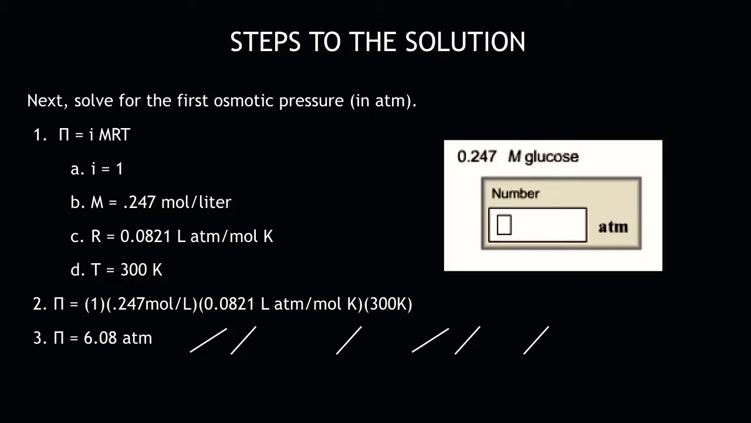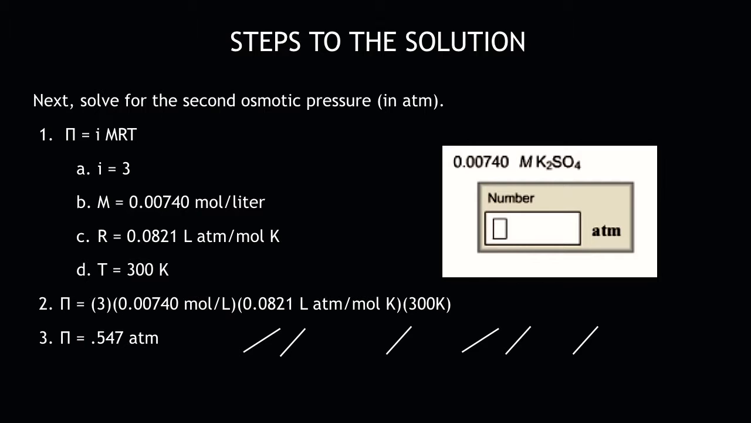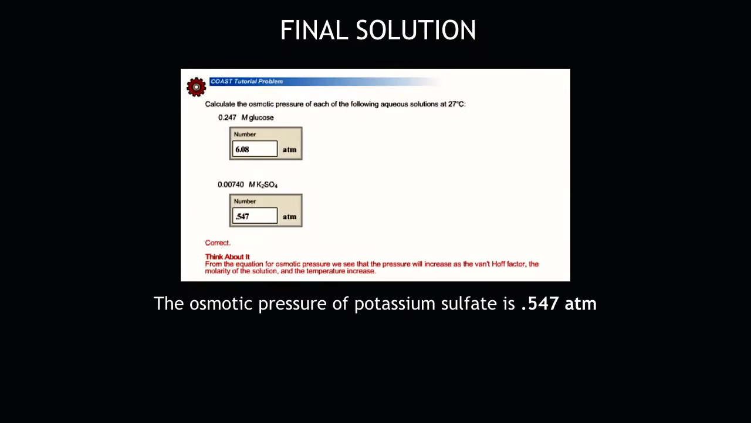6.08 atm. And we can do that with our second problem, where the osmotic pressure equals i mRT, and once you multiply all those together, again just plugging and chugging, you get the final result of 0.547 atm. And basically these are the results that we got, and we know that they're correct.